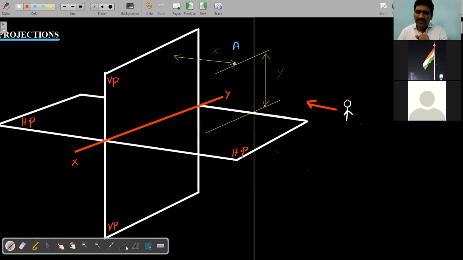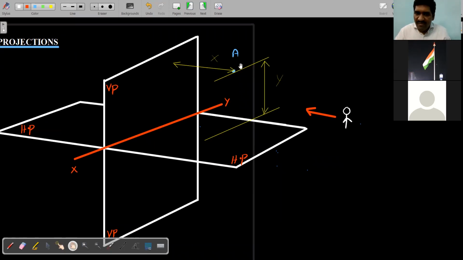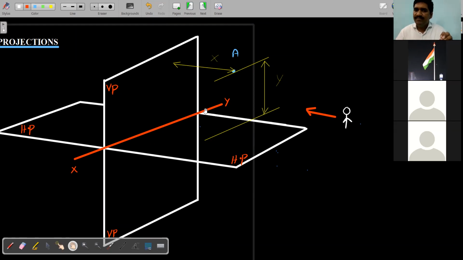Now tell me, all of you, in the front view, what is visible and what is invisible? I will just explain the position once again. This point A is in the first quadrant, which means the body is definitely in front of VP and above HP. If this is the position, can I say that it is above HP and behind VP? And if this is the position, the body is below HP and behind VP. And if this is the position, the body is below HP and in front of VP.